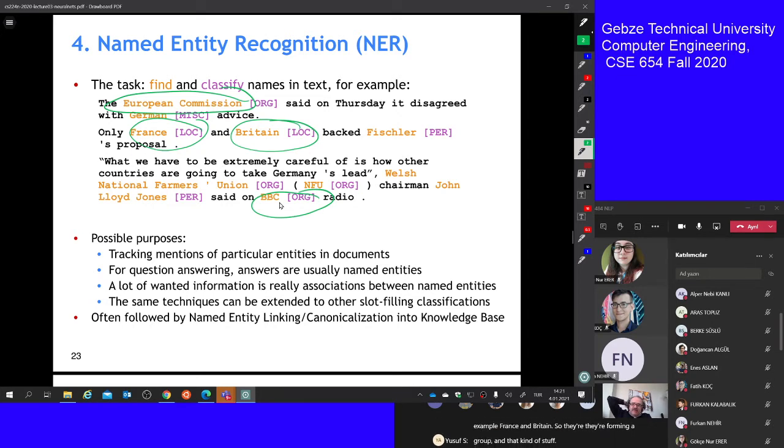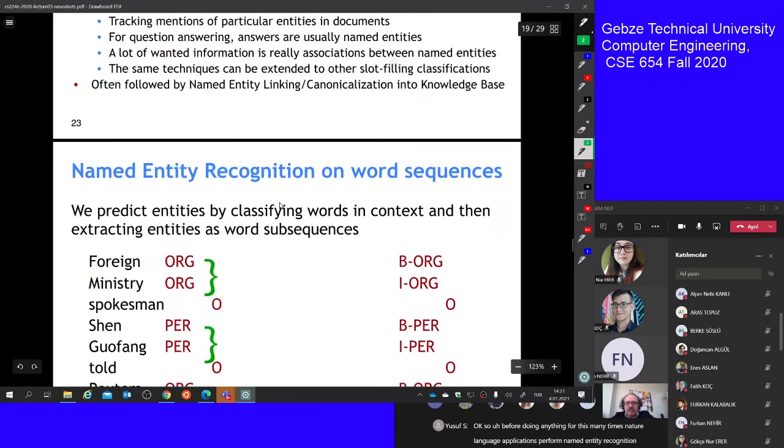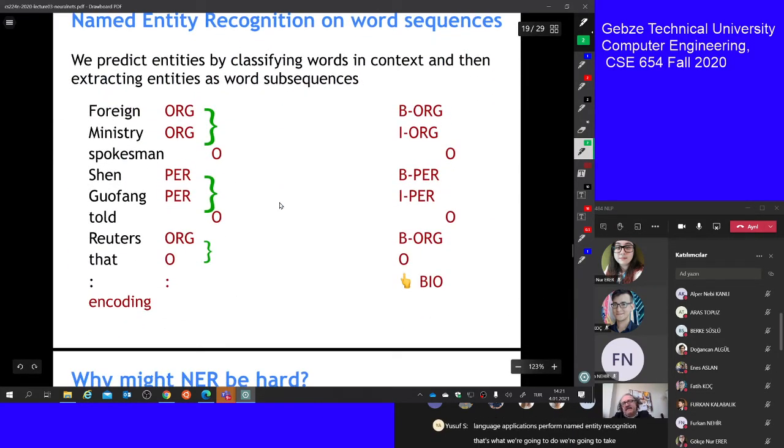Before doing anything further, many times natural language applications perform named entity recognition. That's what we are going to do. We are going to take a sentence: Foreign Ministry spokesman Shen Gaofang told Reuters that. We are going to label this: other, person, other, organization, other.